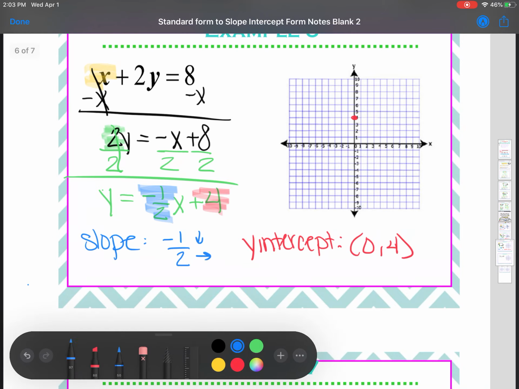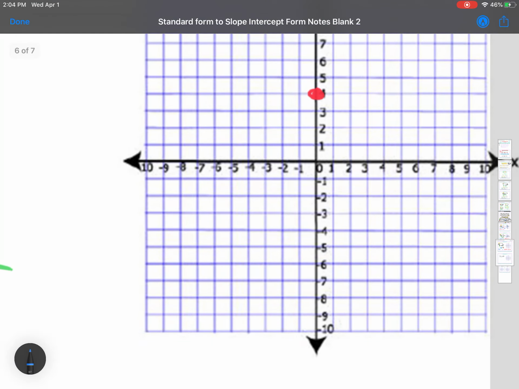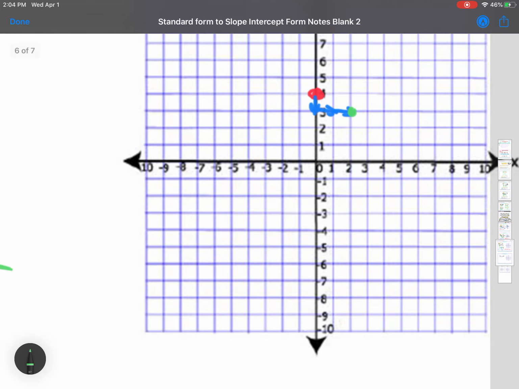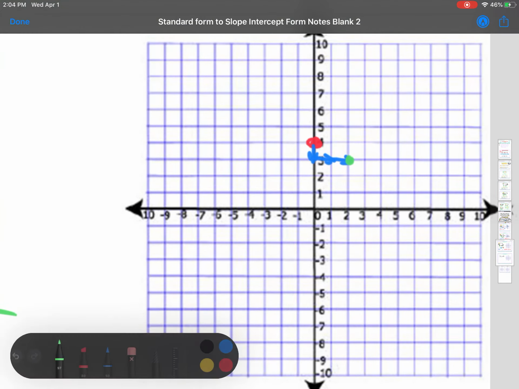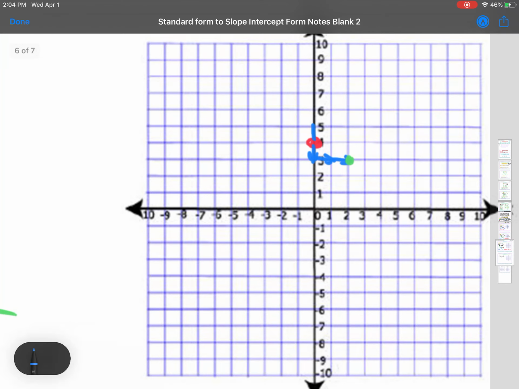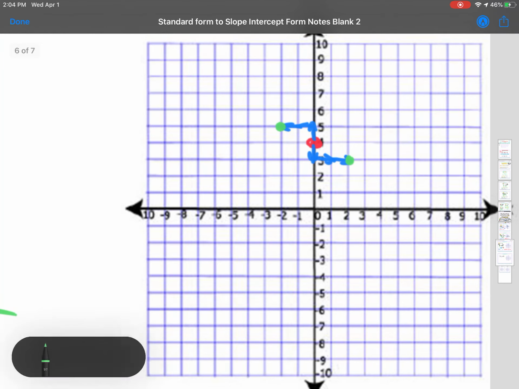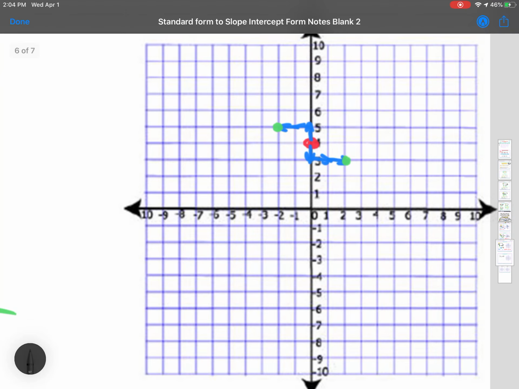I'm going to use my slope to get to the next point. Down 1, right 2. There's also up 1, left 2. All right, now I have my 3 points. I can draw the line between them.